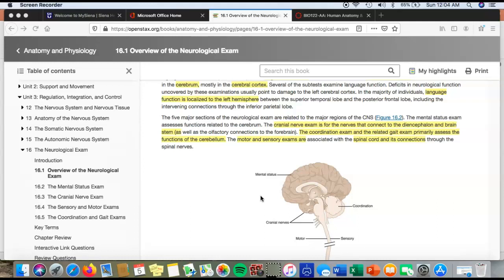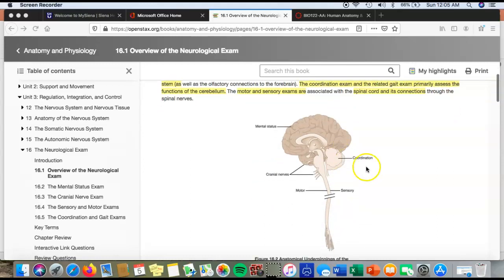So we just talked about the mental status exam, the cranial nerve exam. Well, we know that there are specific locations for the cranial nerves that perform specific functions. And so the cranial nerve exam looks at those nerves that connect to the diencephalon and the brainstem. Then the coordination exam and also the gait exam assess the functions of your cerebellum. And then the motor and the sensory exams are associated with the spinal cord and all of your connections that your spinal nerves make.